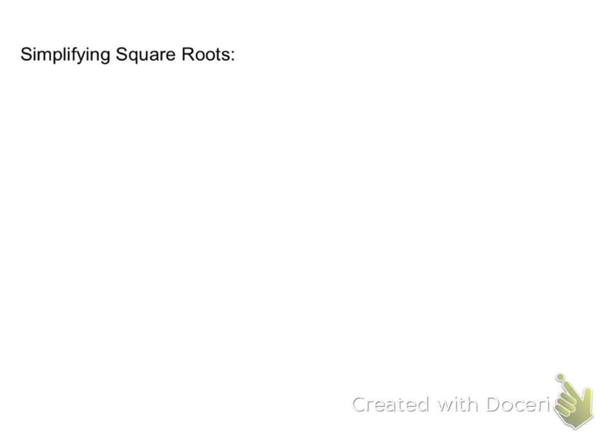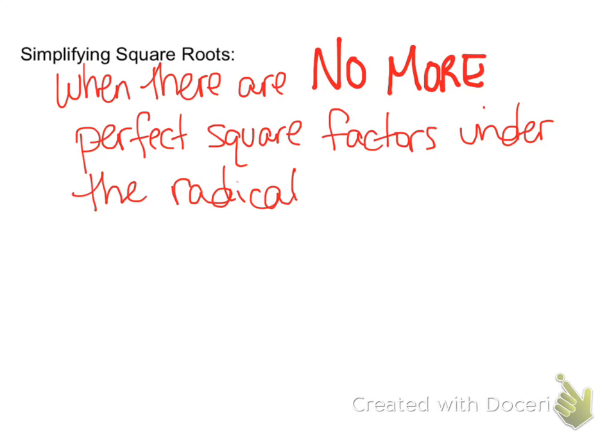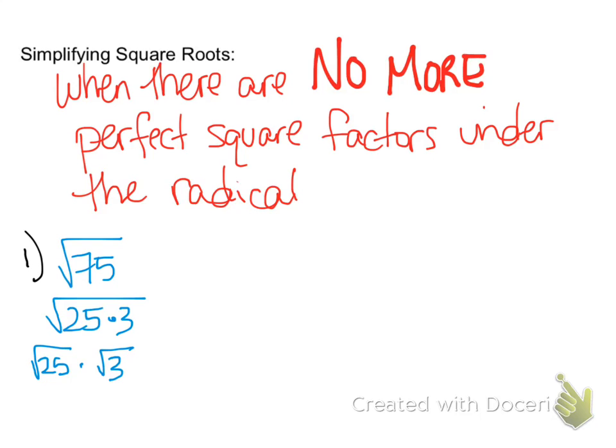Simplifying square roots means that there are no more perfect square factors underneath the radical. That's why we're going to use those previous properties to break numbers up to get those perfect square factors out from underneath the radical. The first example, the square root of 75. Well, 75 isn't a perfect square number, but 25 is. So we could rewrite it as the square root of 25 times 3. Using that property, this is the square root of 25 times the square root of 3. The square root of 25 is 5, and we can't simplify the square root of 3. So our answer would be 5 times the square root of 3.